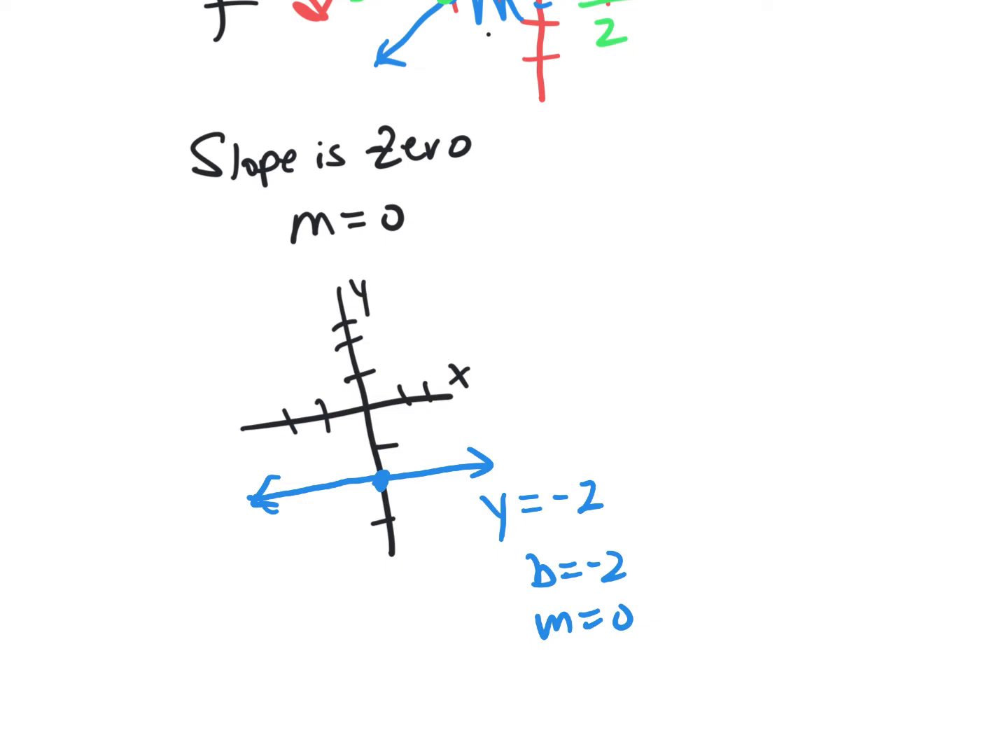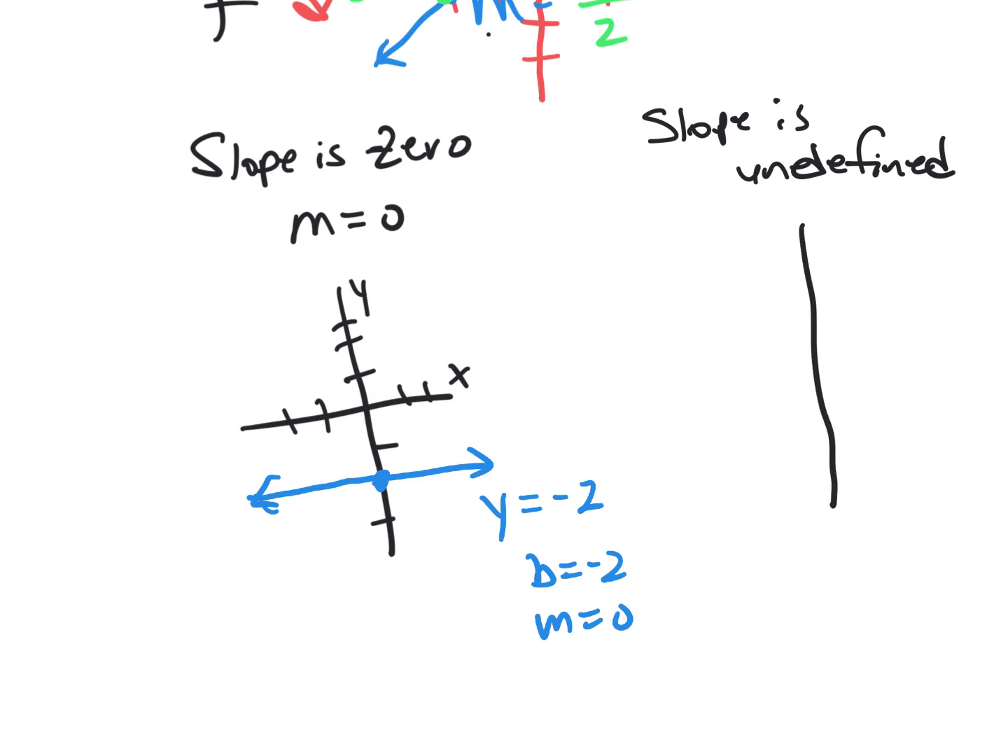Okay? Now when the slope is undefined. So the slope is not 0, it is undefined. So we're going to look at a graph here. x, y. Just do some little lines here. And I'm just going to put a straight line here. This is x equals 1. Notice it's not a y equals.